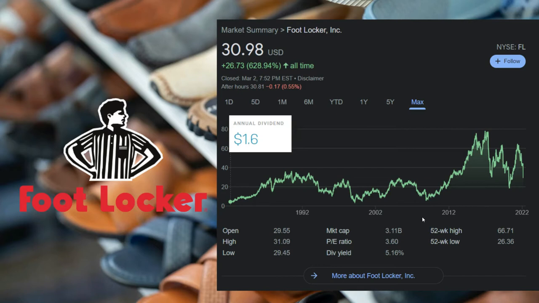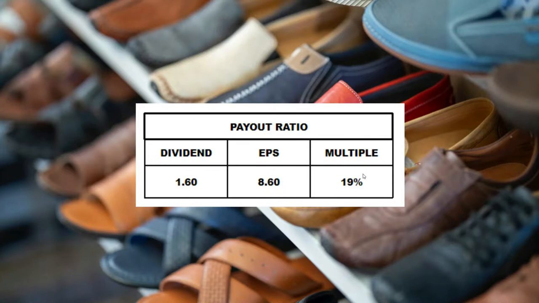Market cap of just 3.11 billion with PE ratio of 3.6. EPS trailing 12 months of 8.6. It gives out an annual dividend of $1.6 per share, a yield of 5.16% of the current price. Checking their payout ratio, it is safe at 19%.